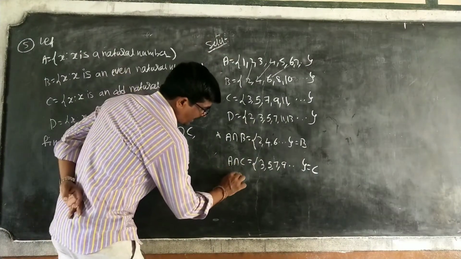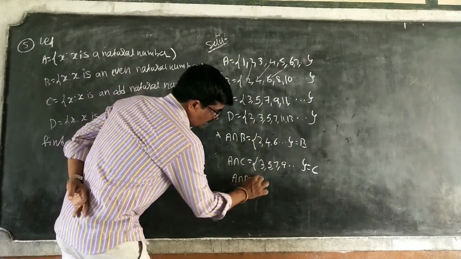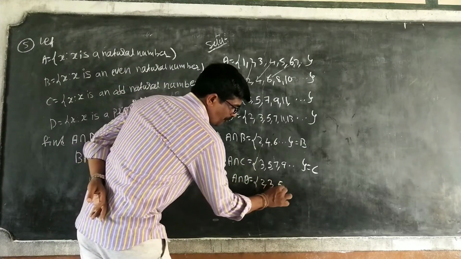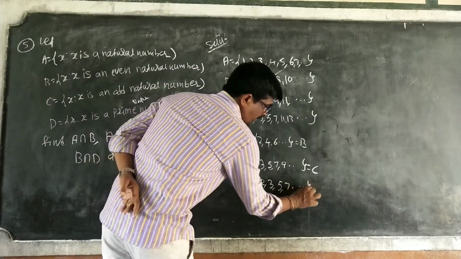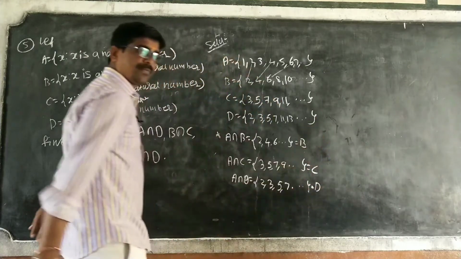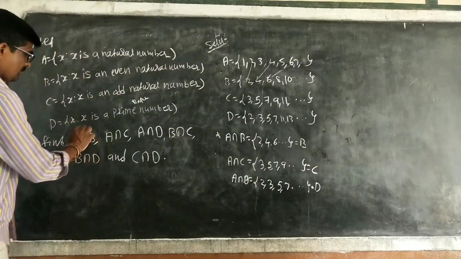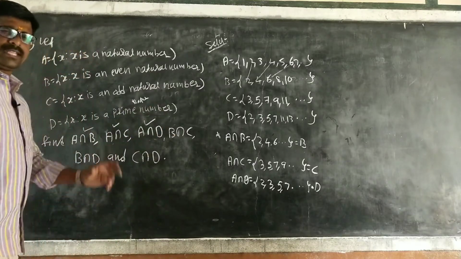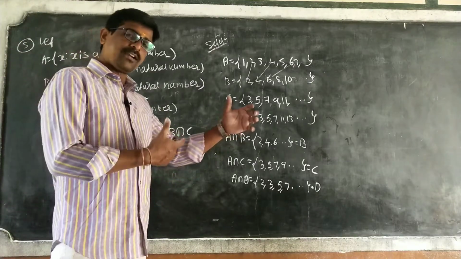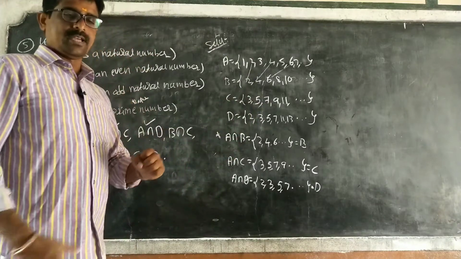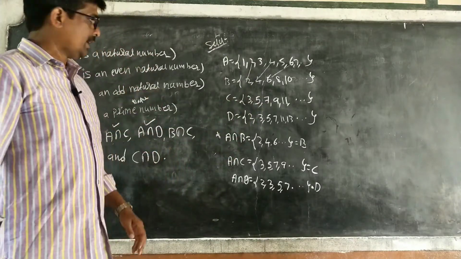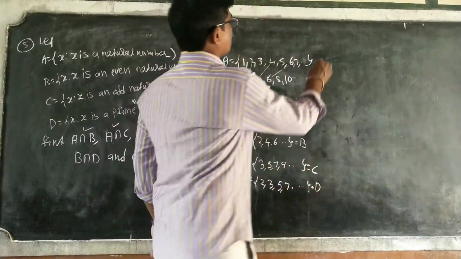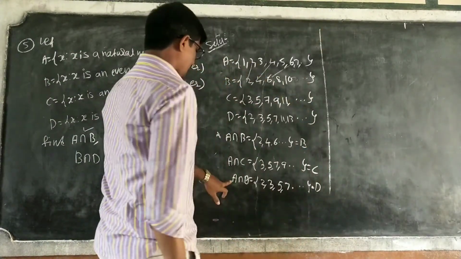Next, we are finding A intersection D. What are the prime numbers? 2, 3, 5, 7 and so on. That is equal to D only. Okay, now A intersection B is over, A intersection C, A intersection D. It is very easy. Intersection means we have to write only common elements. Okay, right. A intersection D is over.